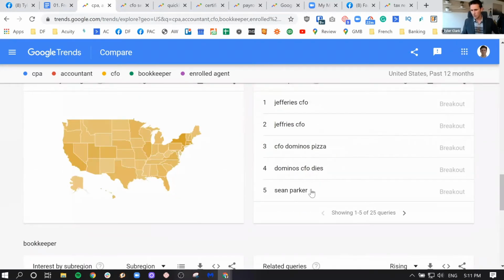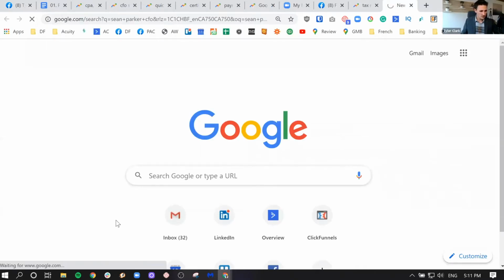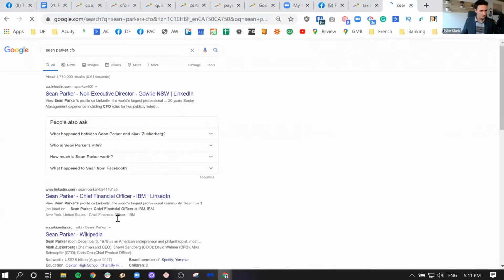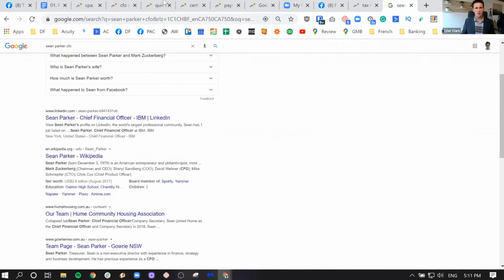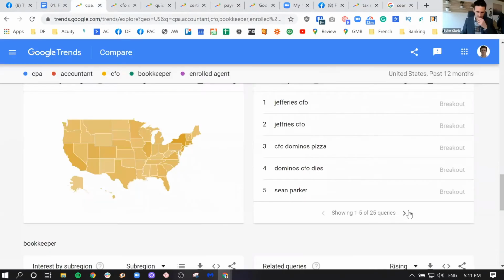Ooh, look at this. Sean Parker. Who is Sean Parker, right? Is he some sort of high-powered CFO? Non-executive? I don't really know who this guy is. Anyway, again, you find cool things like this and you say, what's going on? And you can ultimately expand your understanding. Amazon CFO killed. Ooh, I don't know what that's about either.